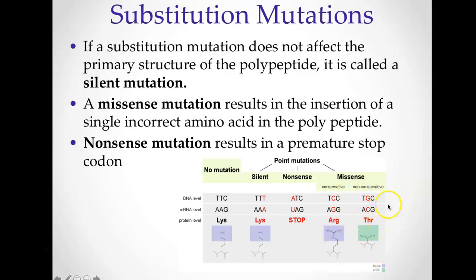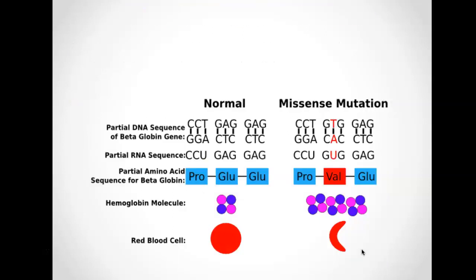The reason this is called conservative is because it has similar properties to the original one, so it could result in the same folding. Non-conservative would mean it's a way different amino acid. And so this would be missense. It coded for a completely different amino acid, and it's very, very different. It's considered a polar one right here, so that would definitely cause more problems. So some missense mutations are more problematic than others. It just depends on which amino acid is accidentally put in when it's not supposed to be. Right? So those are substitutions.